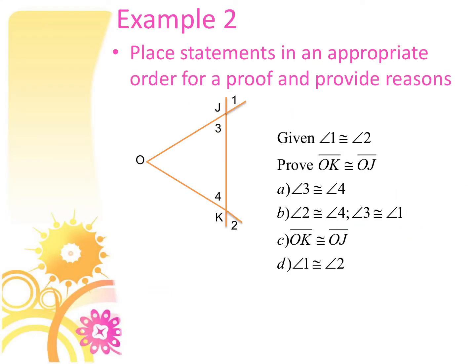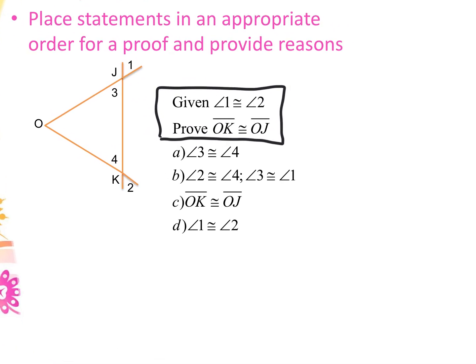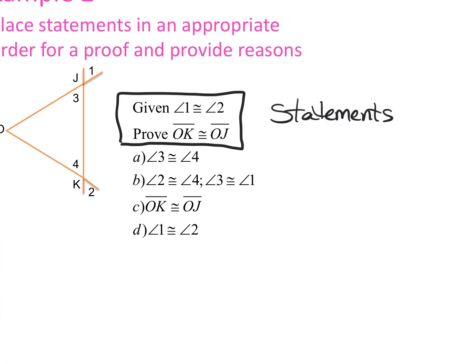So for this one, example 2, it wants us to take the statements that they've given us and put them into a proof and put them in the correct order and then come up with the reasons. Now, right here is what we're trying to prove. This is our given and our proof statement. So I'm going to go ahead and set up my two columns. So I'm going to make my statement column and then my reasons column.